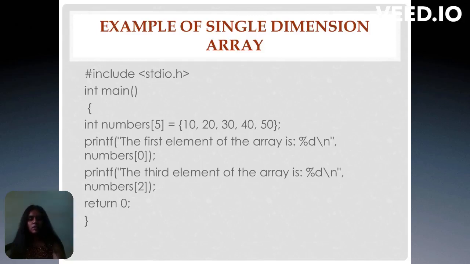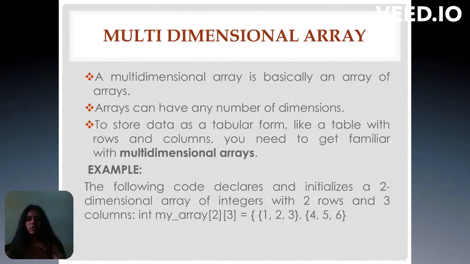Here int numbers is an array of size 5, with elements 10, 20, 30, 40, 50. We can print the first element of the array, whose index number is 0. At position 0 it's 10, and to get the third element we use index 2. The 10 is at the 0th position, 20 is at the first position, and 30, which is the number required, is at the second position according to the index number.